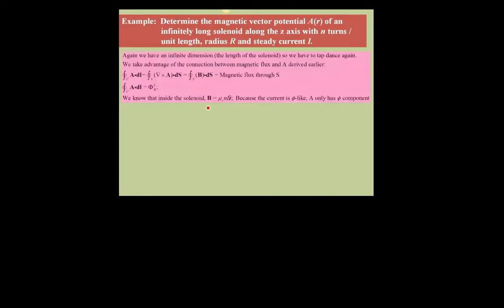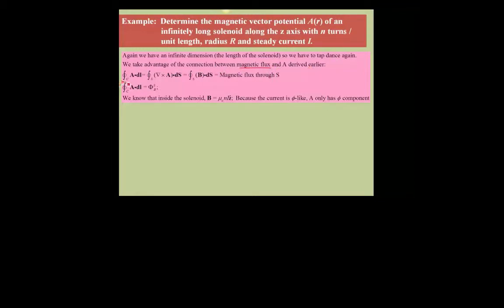Well, let's take another system, and that is the magnetic vector potential for an infinitely long solenoid along the z-axis with little n turns per unit length, radius R, and steady current I. So again, we have an infinite dimension, the length of the solenoid. We have to do a tap dance again. Take advantage of the connection between magnetic flux and A that we derived earlier.